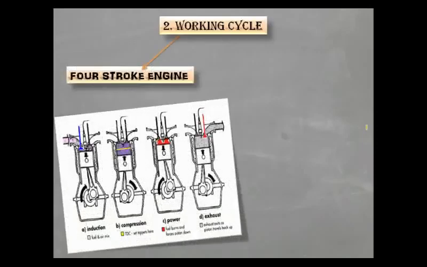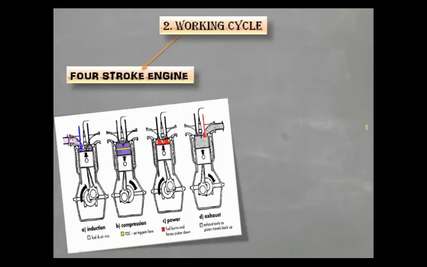Second category is working cycle. Based on the working cycle of an engine, IC engine can further be classified as: first, 4-stroke engine. It is an internal combustion engine in which the piston completes 4 separate strokes while turning a crankshaft, where a stroke refers to the full travel of the piston along the cylinder in either direction. This 4-stroke engine produces 1 power stroke for every 2 revolutions of the crankshaft.